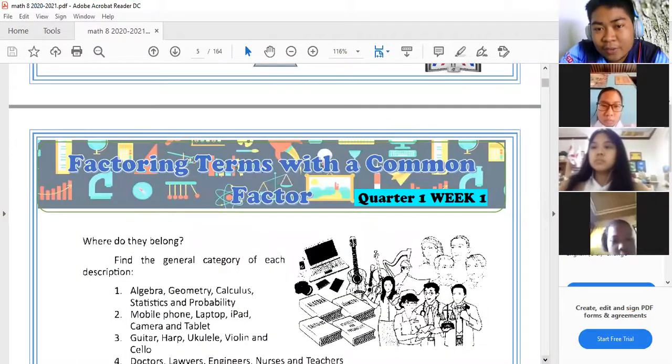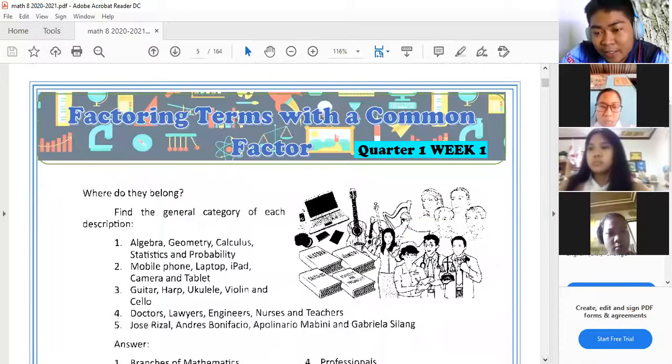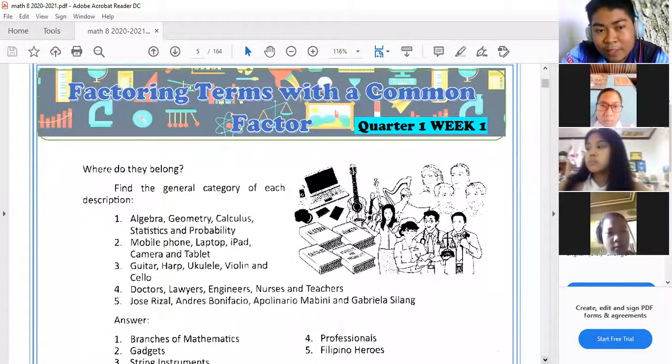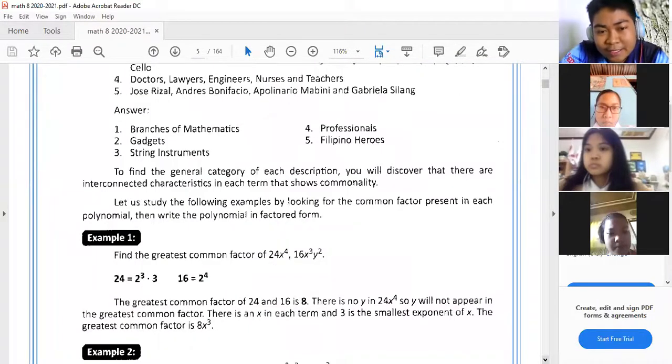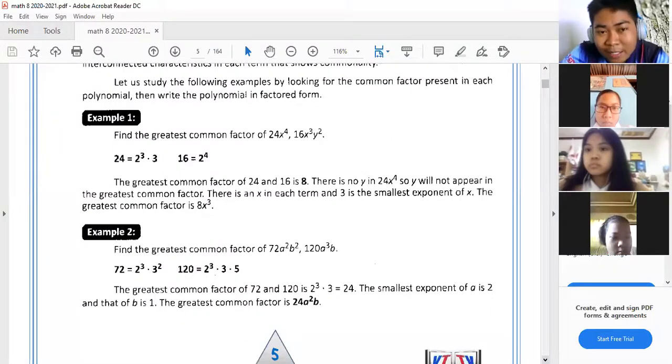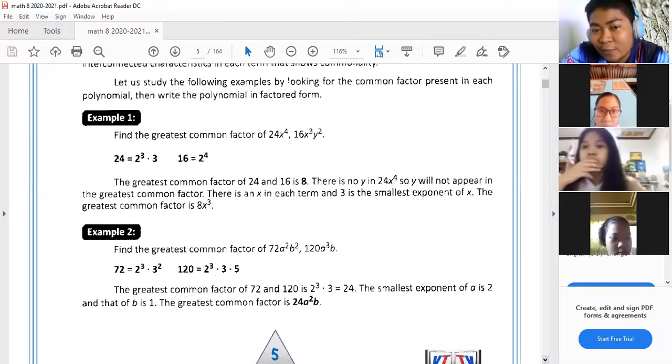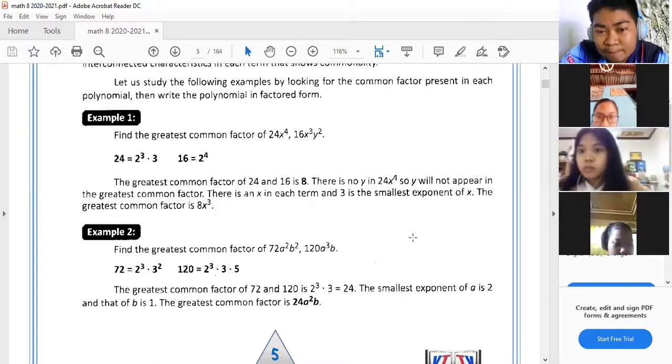So we also have the factoring terms with a common factor. So where do they belong? Find the general category of each description. So to cut the discussion short, dito na tayo kaagad. So we have an example number 1. Find the greatest common factor of 24x raised to 4 and 16x cubed y squared.